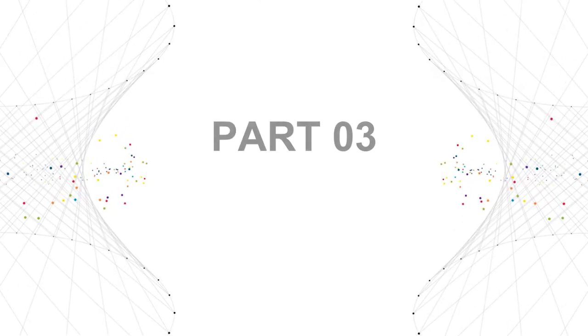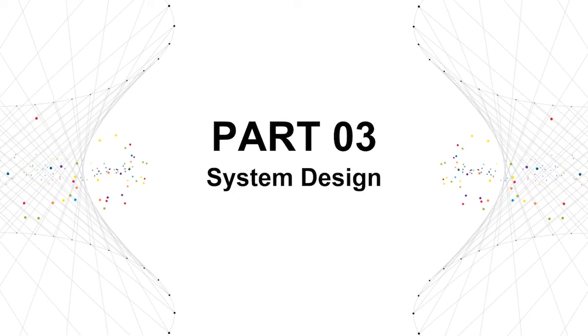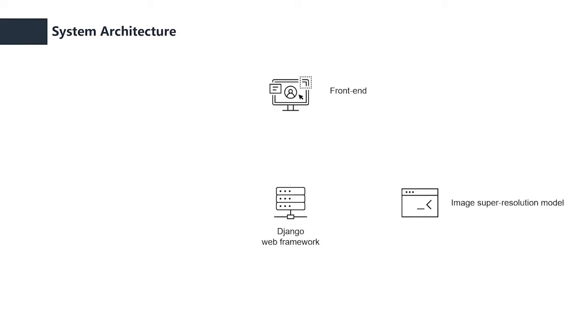In the part 3 section, we will give a brief overview of the system design. The front-end interactive pages, the Django web service, models and database together make up our image super resolution system, which allowed our system to provide a better experience to our users.